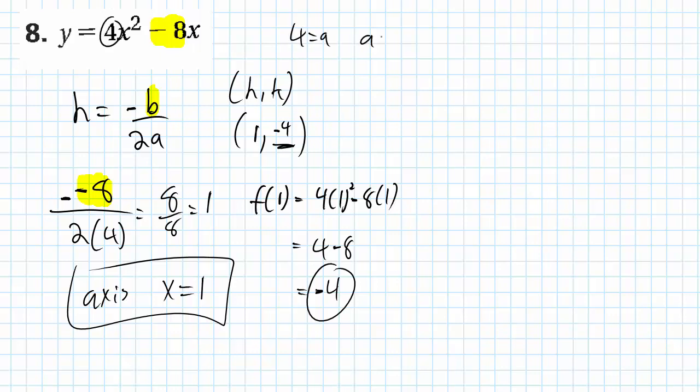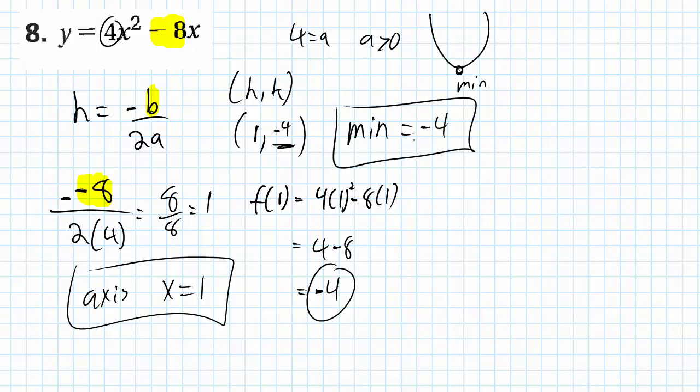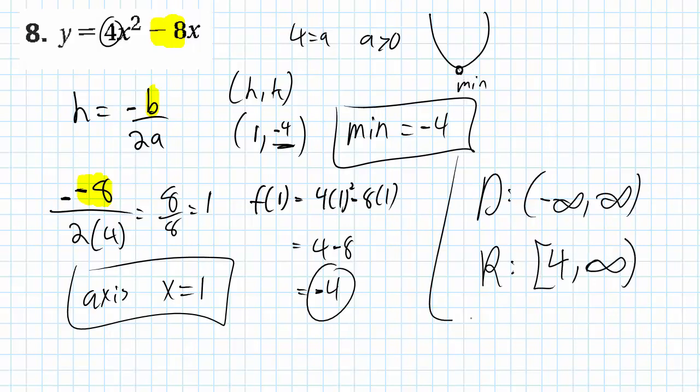But how do I know if that's a max or a min? Well, a in this case is 4. That's concave up, so that means it's a minimum at negative 4. Your domain is still all real numbers. And then your range is, since negative 4 is your lowest value, negative 4 to infinity.